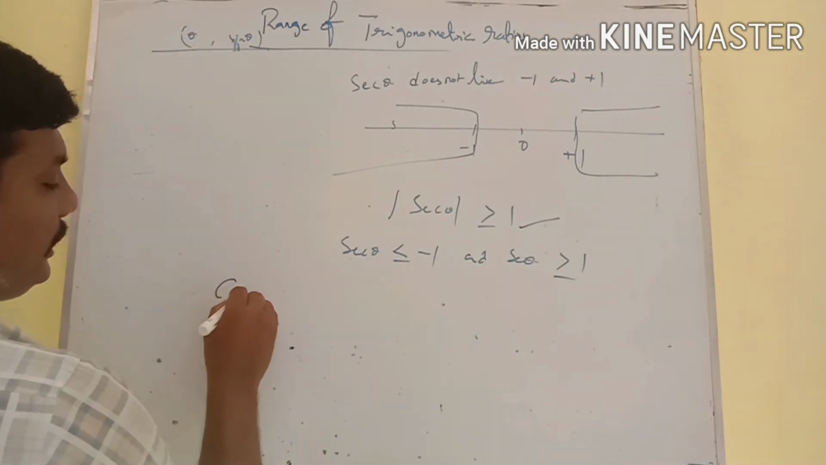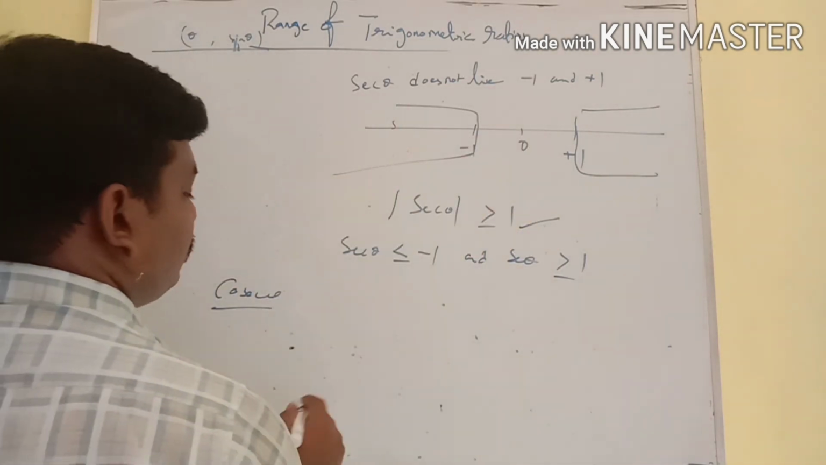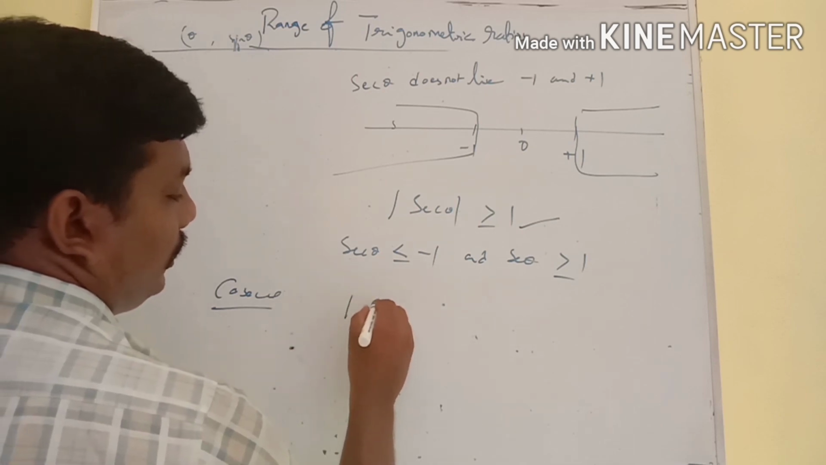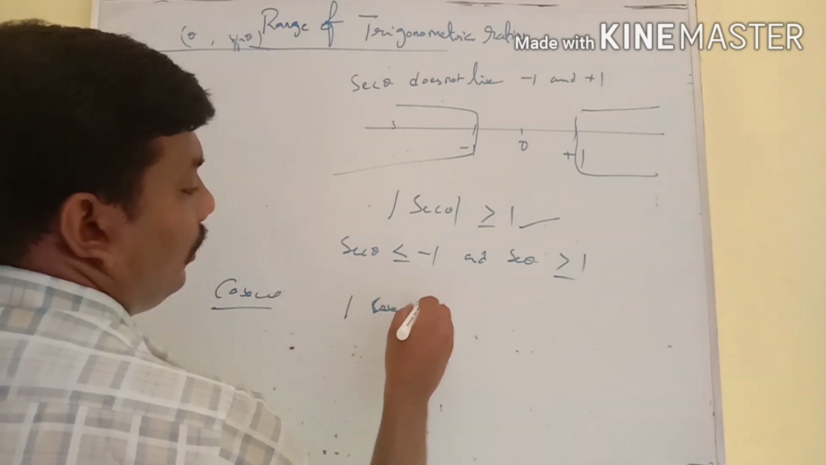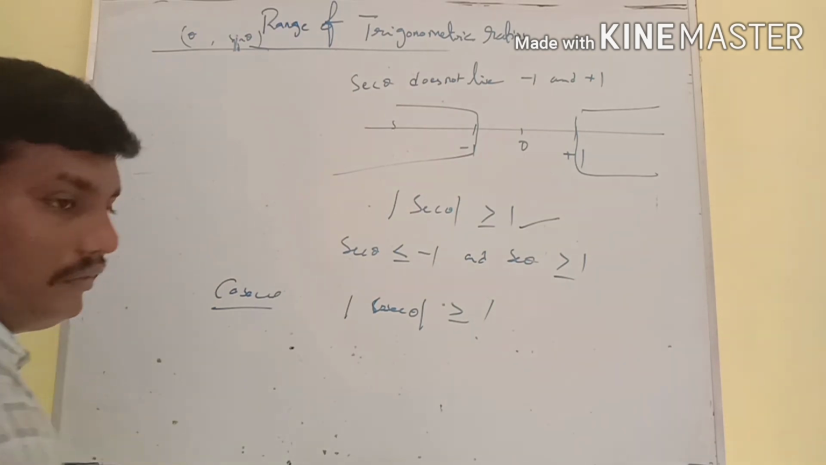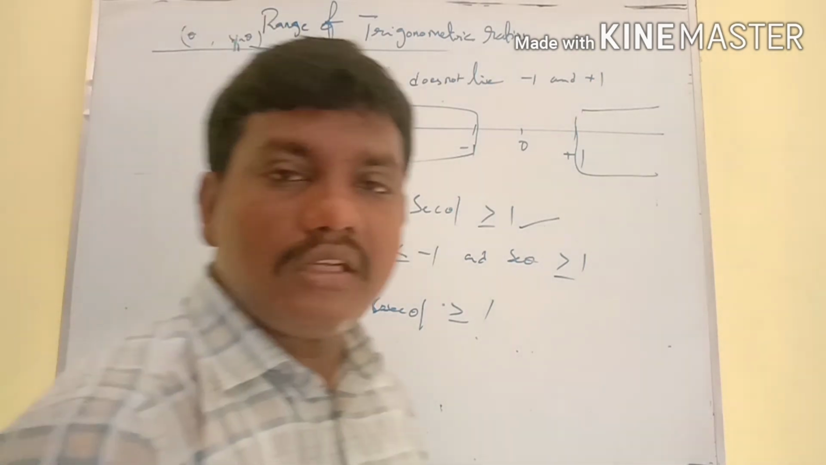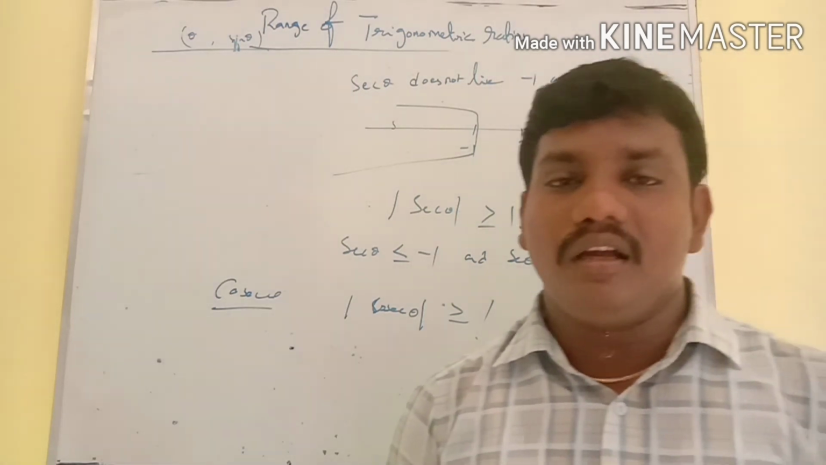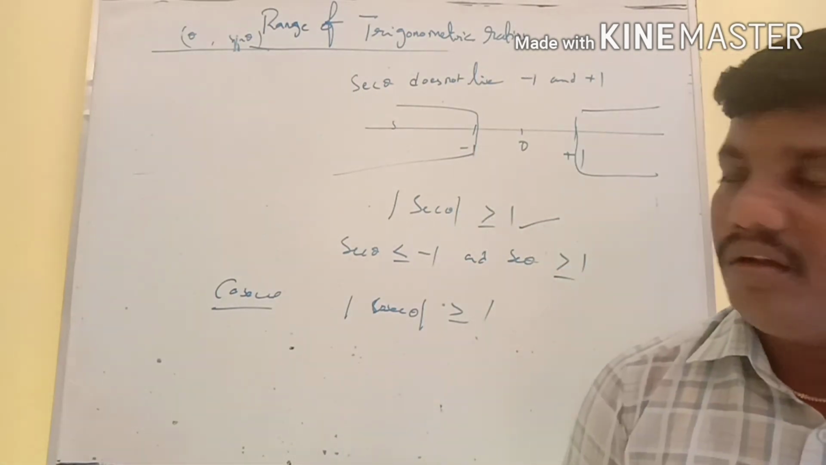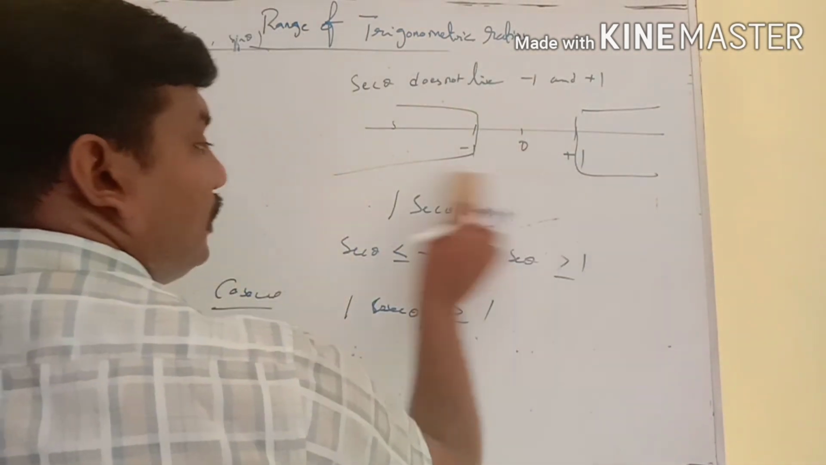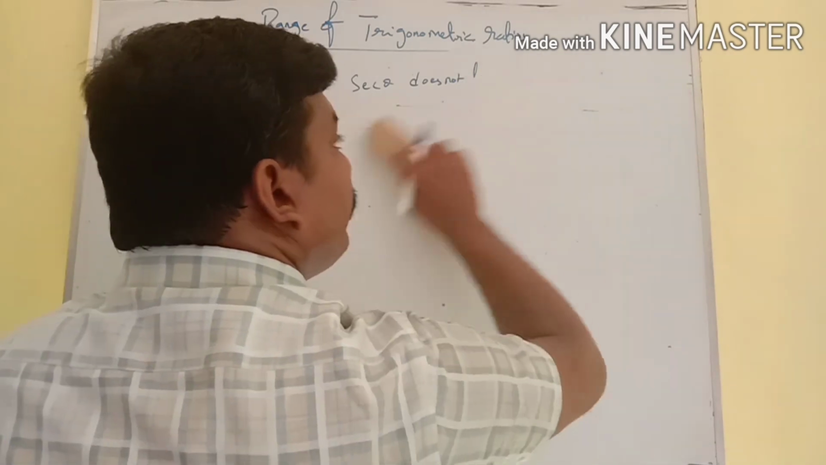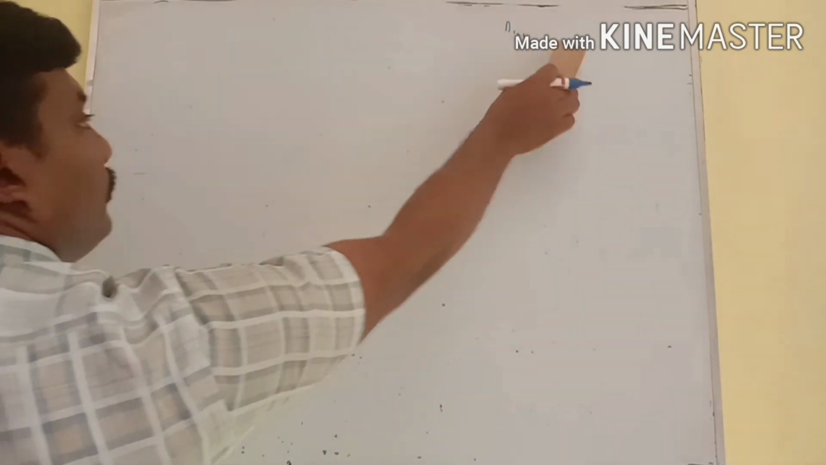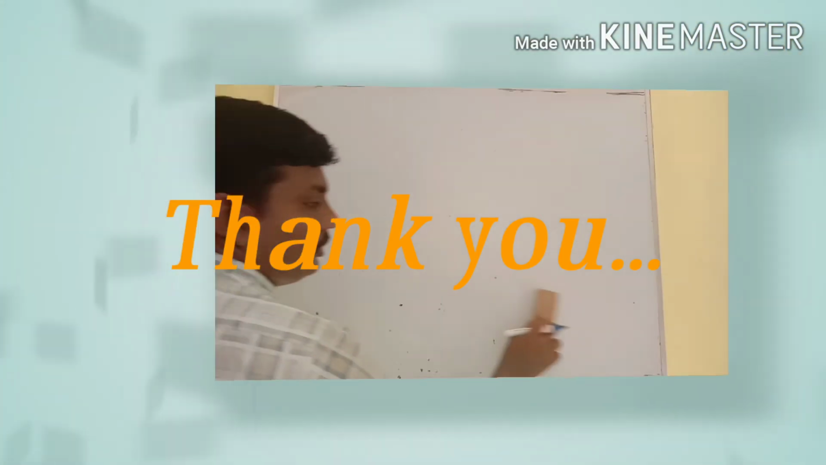Then coming to cosecant theta, it is also the same. Modulus of cosec theta is greater than or equal to 1. So it means what is the minimum value and what is the maximum value. Minima and maxima are nothing but the range of the trigonometric values. So based on the trigonometric table, we are going to verify the range of the trigonometric ratios.